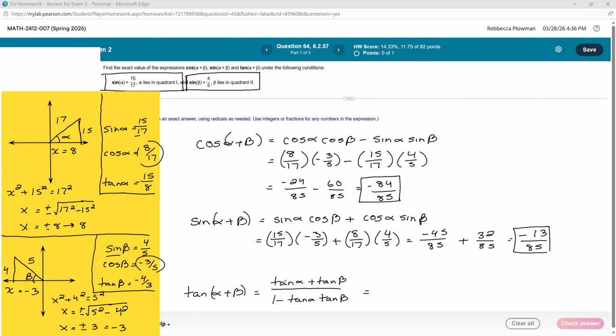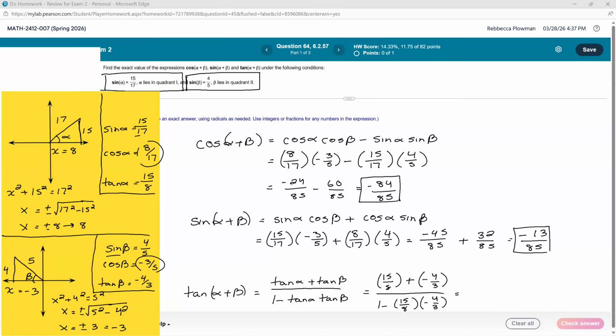All right, so tangent alpha plus beta. So our tangents, tangent alpha is 15 over 8. Tangent beta is going to be negative 4 over 3. 1 minus tangent alpha, which is 15 over 8, times tangent beta, which is negative 4 over 3.